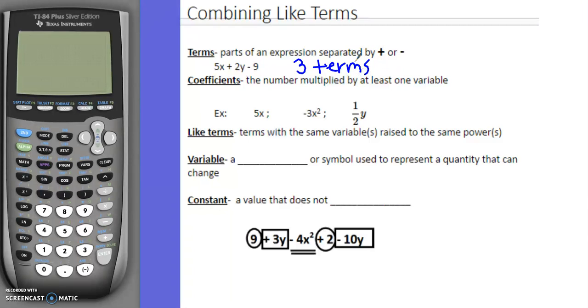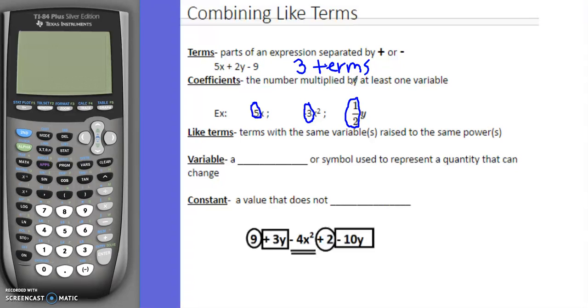Coefficients is the number multiplied by at least one variable. So in this example, 5 is the coefficient here. Negative 3 is the coefficient here, and 1/2 is the coefficient.